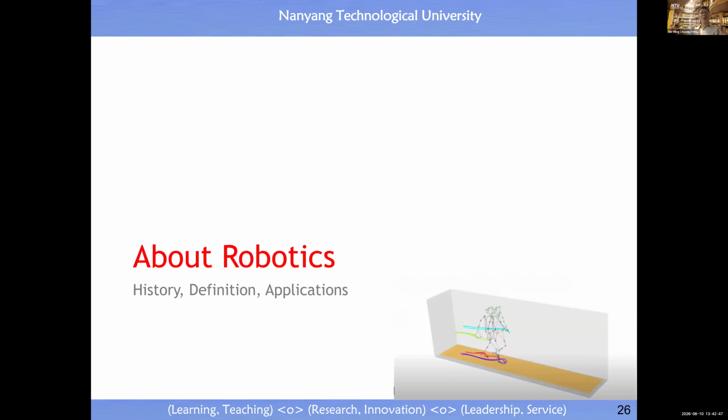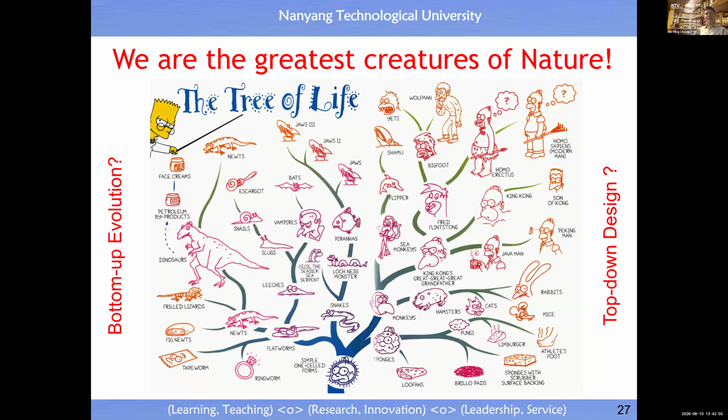Then for the robotics course, this is very important because the robot is a typical machine, okay? And then there is a debate about how to achieve the greatest creature in nature. There are two suggestions. One is bottom-up evolution. Another is top-down design.